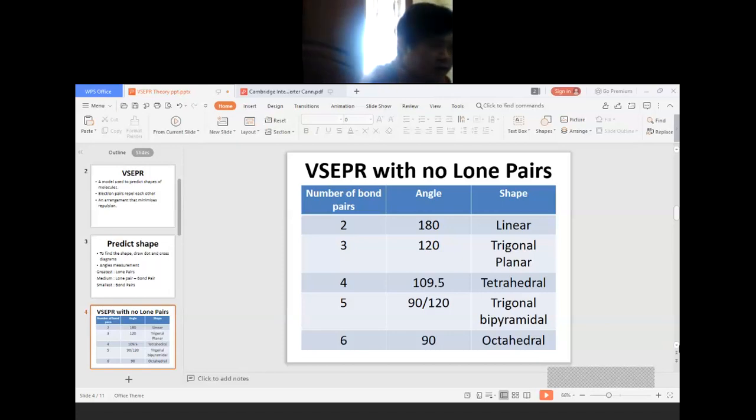And then with five bond pairs with zero lone pair, it is PCl5. Okay, so in PCl5, there are two angles, 90 and 120. And then next, this one.